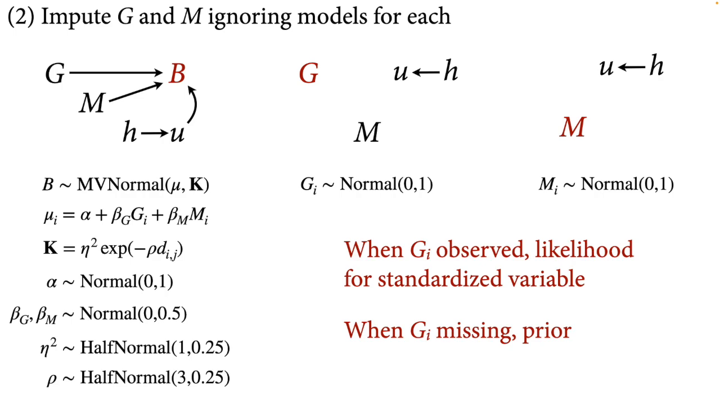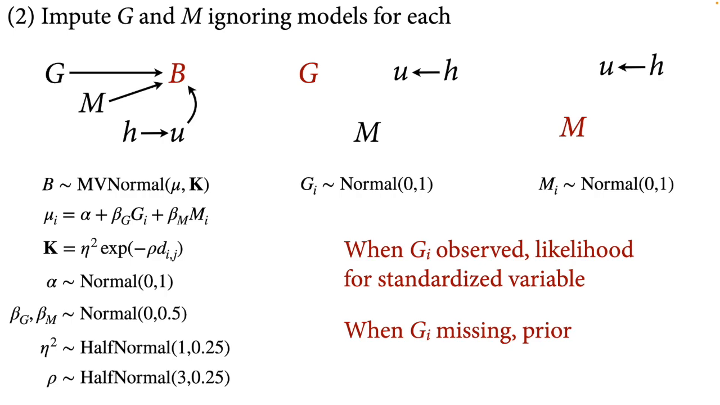So when G sub i is observed, this is the thing to think about, this distribution normal 0,1 that's assigned to G sub i. Some of the G sub i values have been observed, they're measurements. So when it's observed, conventional statisticians would call this a likelihood. It's a likelihood for a standardized variable. It gives us the probability of observing that measurement. It's okay to assign it to standardize because we can just standardize group size.